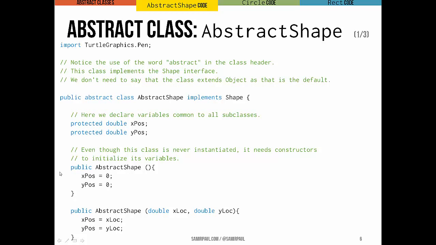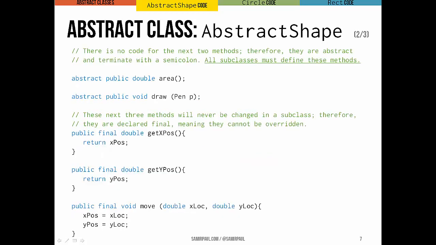We'll have a constructor, and even though we're never going to actually instantiate an abstract class object, we still have to have constructors that initialize the variables. And you can see we have an overloaded constructor there as well. The next two methods, area and draw, are both abstract methods. And it makes sense to make them abstract because their actual implementations aren't shared between their subclasses. A circle will calculate its area and draw itself completely different from the way a rectangle will. So we declare these methods abstract. Now, the order of the keywords here, public and abstract, doesn't matter.